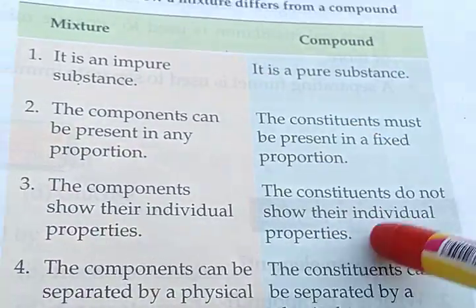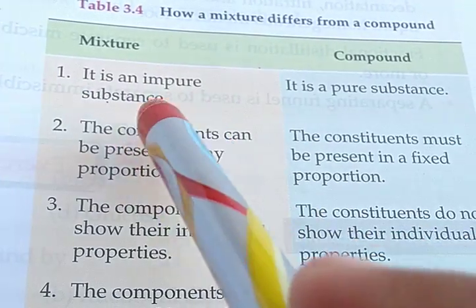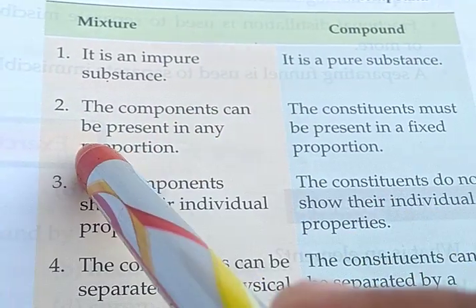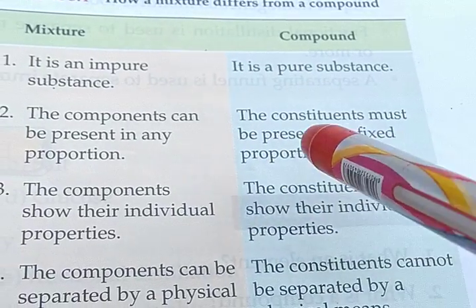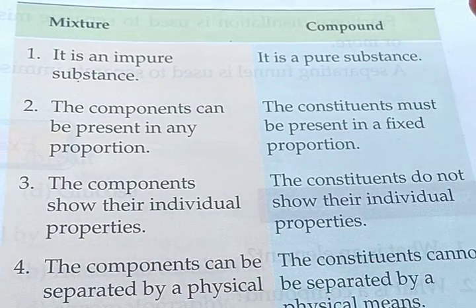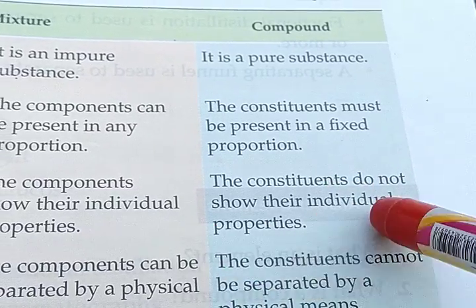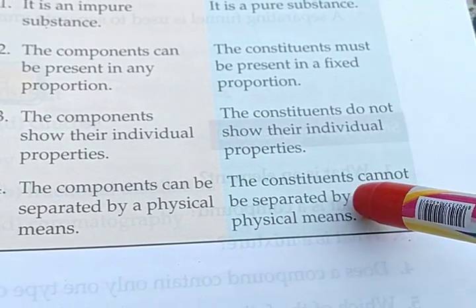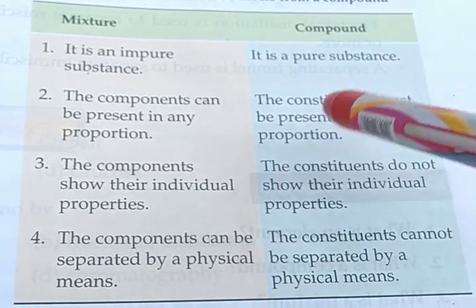Difference between mixture and compound. So students, here is the difference between mixture and compound. You have to learn the difference. First one, mixture is an impure substance. Compound is a pure substance. Next, in a mixture the components can be present in any proportion, but in a compound the constituents must be present in a fixed proportion. Third, the components show their individual properties, but in a compound the constituents do not show their individual properties. The components can be separated by physical means, the constituents cannot be separated by physical means. So students, you have to learn the difference.